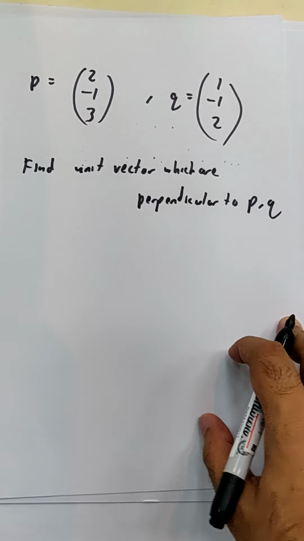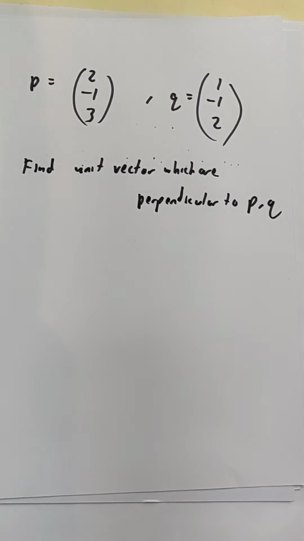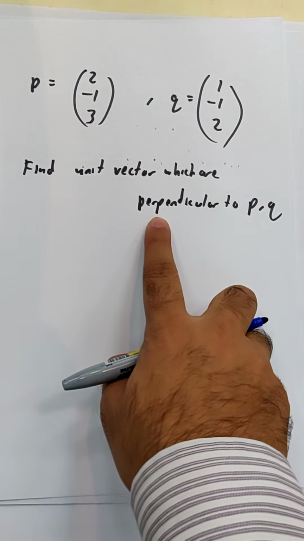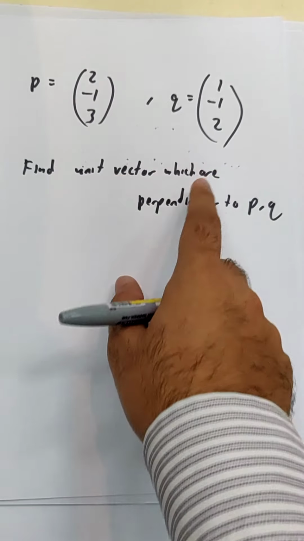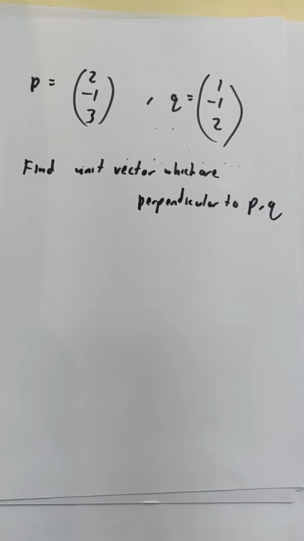Okay, so let's have a look. This is one of the popular exam questions, and I'm quite surprised when people can't do this. It's not that difficult. Please pay your attention. We want to find the unit vector which is perpendicular to P and Q. It looks complicated, it looks long, but it's not really.